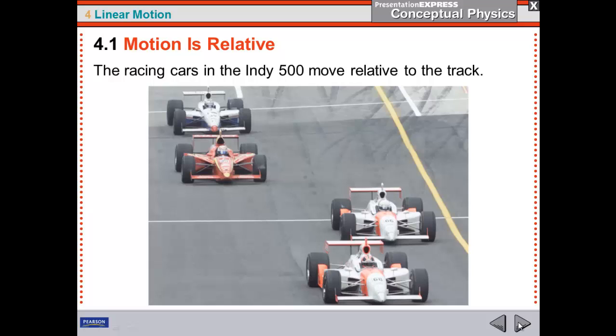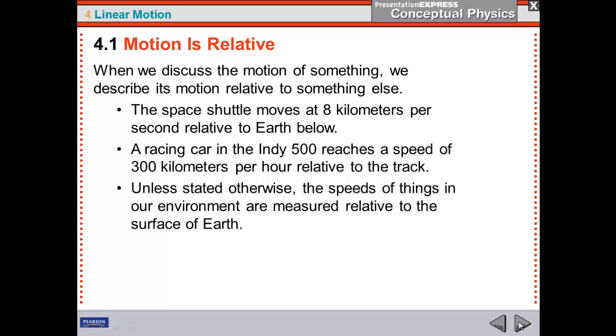So if we start talking about objects that move really fast, well, we've got obviously racing cars. They move at about 300 kilometres an hour relative to the track. All right. When we start looking at the space shuttle, it moves at about 8 kilometres per second relative to the Earth below. When it's in orbit, it only takes about 90 minutes to go around the Earth. And we could talk about our satellites moving around as well.